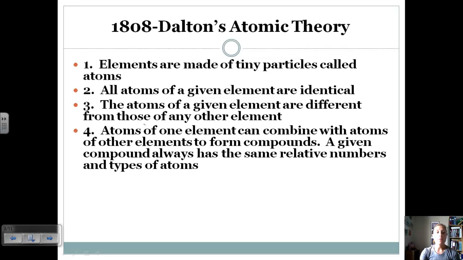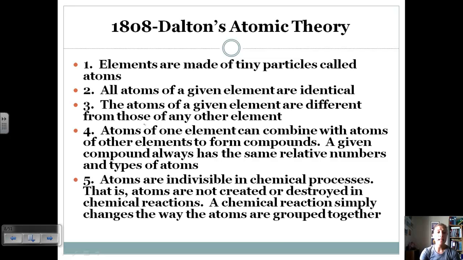Then he also said that atoms of one element can combine with atoms of another element to form compounds. And then, we also talked about the law of constant composition. So he said that a given compound always has the same relative number and types of atoms. So your water is always 2 hydrogens, 1 oxygen, things like that. His last part of his theory was that atoms are indivisible in chemical processes. So you can't create or destroy atoms in chemical reactions. You just change the way that the atoms are grouped together. And we'll talk more about that later on.